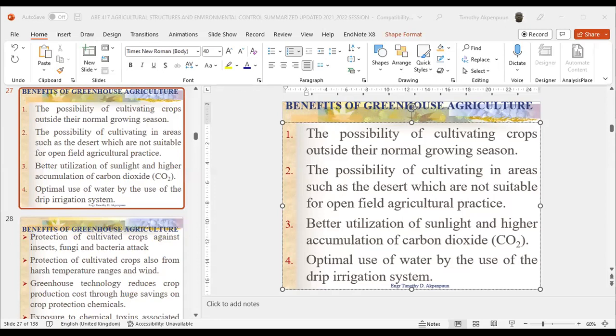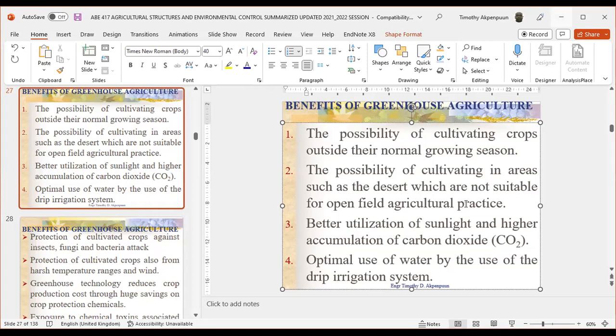Okay, the second point goes together with that. Yes, that goes with the arid, desert or hot areas. Since there is no water there or there is very high temperature, inside the greenhouse we can regulate those things. Okay, good. The next point: better utilization of sunlight and higher accumulation of carbon dioxide.